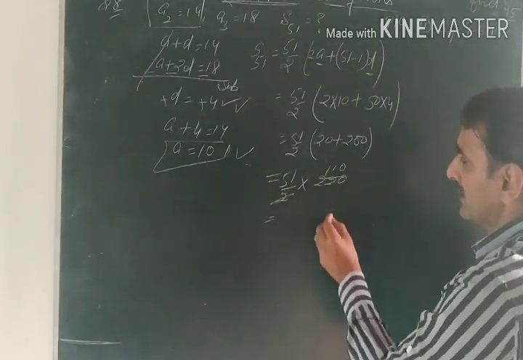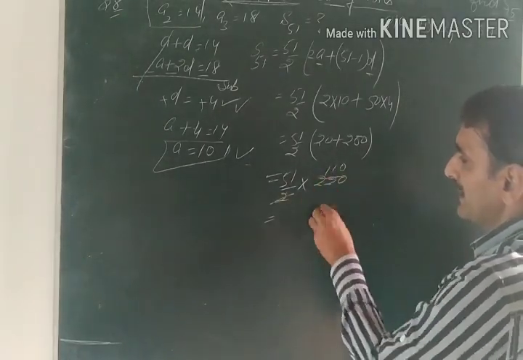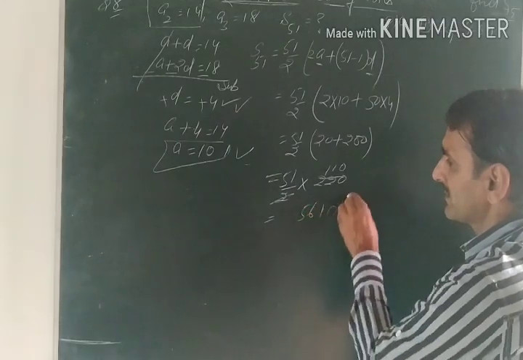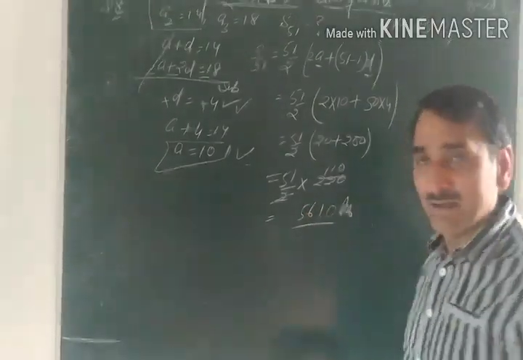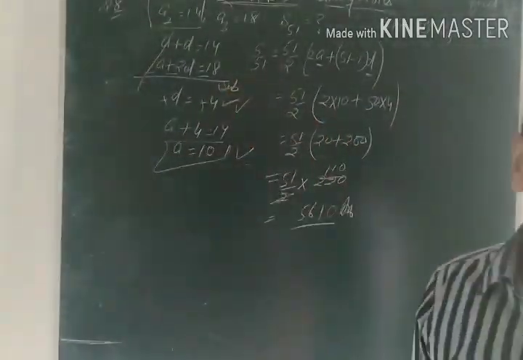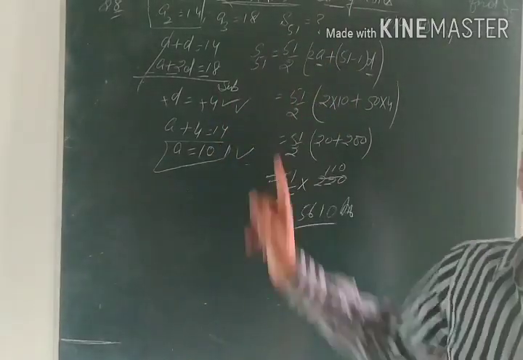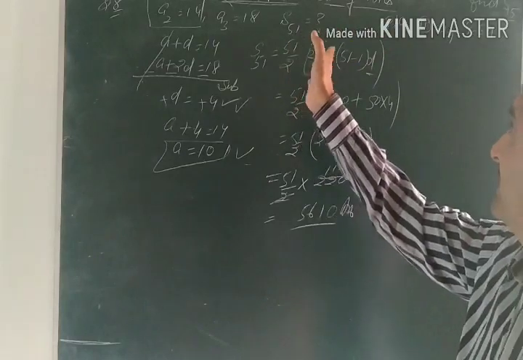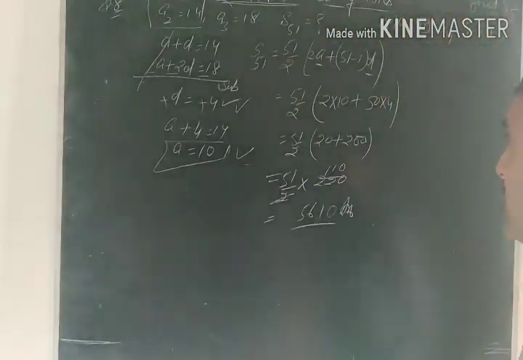51, 11. This one is 0. 11 1 is 11, 1 carry. 11 5 is 55, this one is 56. And this one is the sum of 51 terms of an AP whose second term and third term are given. After that, question number 9, and after that the 10th part second.